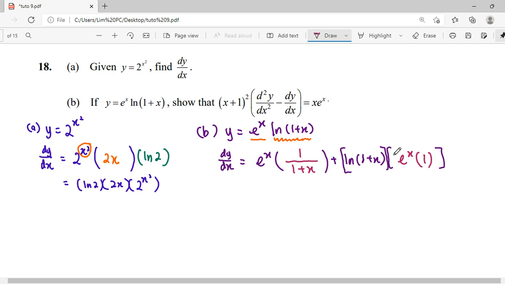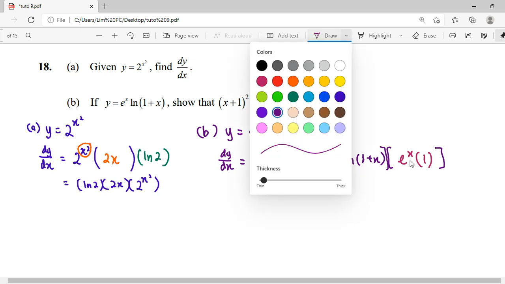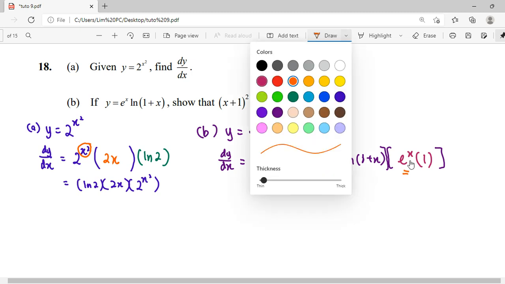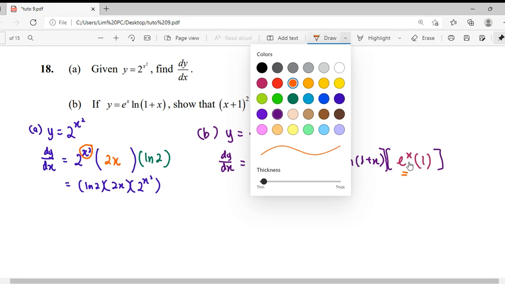After we finish our first derivative with the product rule, we try to simplify. We can notice that here we have a common factor e^x, and here we have another factor e^x. So we can factorize it.